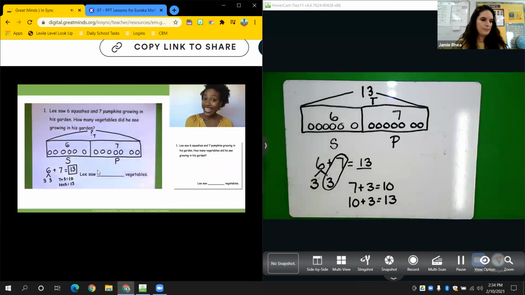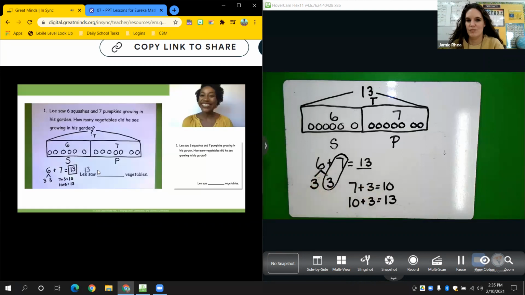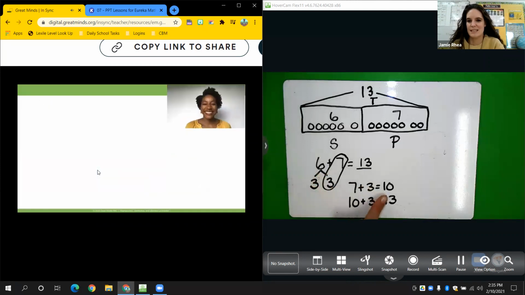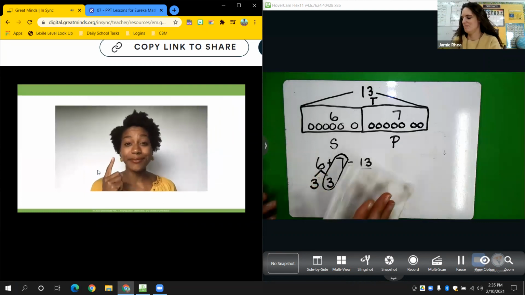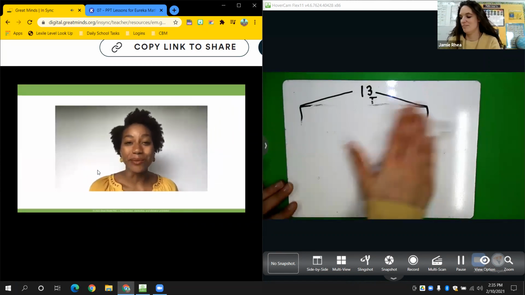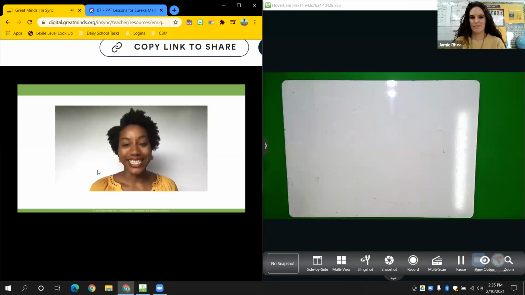Did you get 13? I got 13 by making a 10. Look at my work. Looks like our work, doesn't it? I closed the 6 into 3 and 3, so I can make a 10 with a 7. 10 and 3 is 13. See, I knew this model would be awesome. Let's use it for the next problem. Come with me to number 3. Skip number 2 and head to number 3.